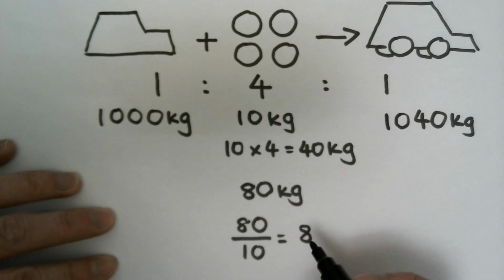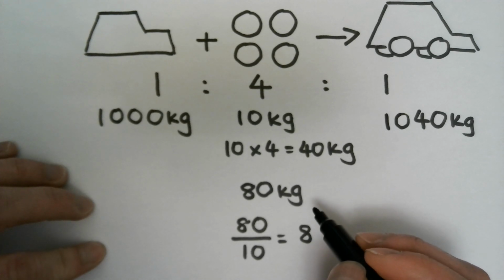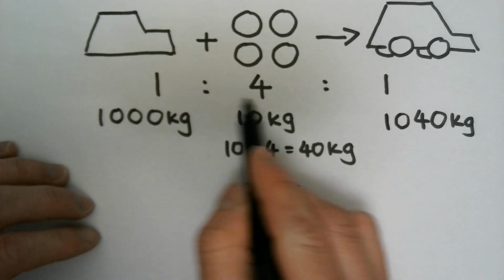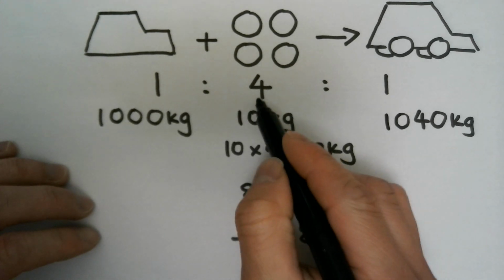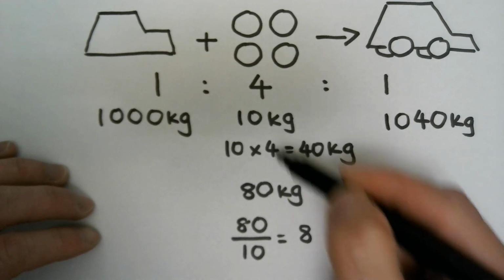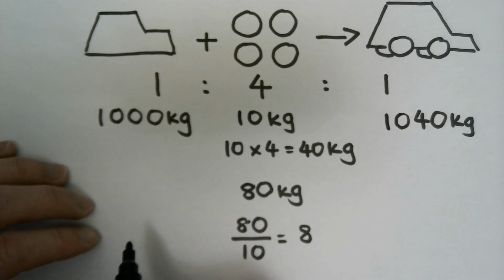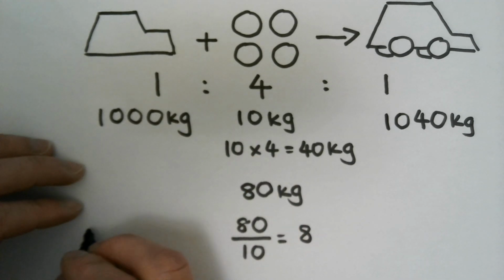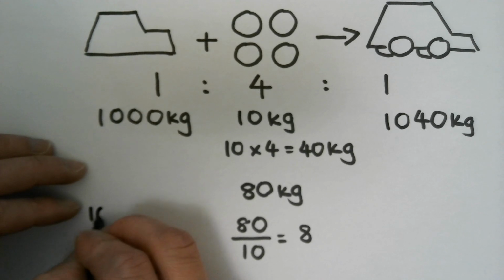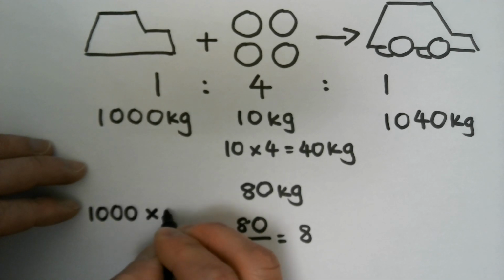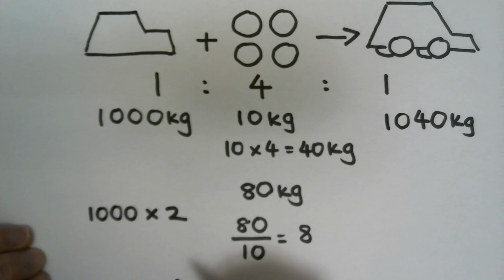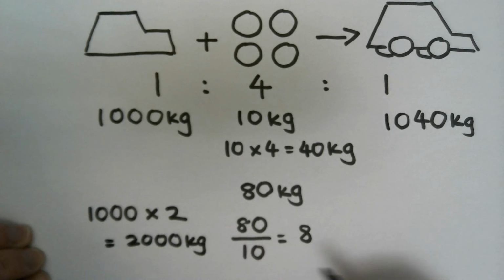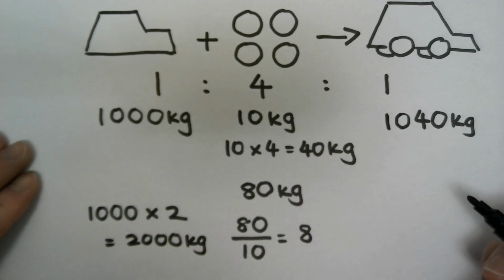Now, the next thing we need to do is look at the ratio. The ratio of wheels to body is that I need one body for every four wheels. I've got 8 wheels here, which is twice as much. That means I will need twice as many car bodies. That means the mass of car body that I will need would be 1,000 kilograms multiplied by 2, which will give me 2,000 kilograms. I need 2,000 kilograms worth of car body.